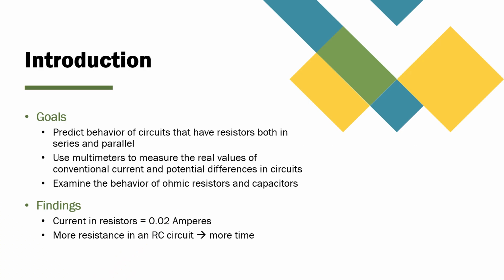So the goals of this lab are to predict the behavior of circuits that have resistors both in parallel and series, and then use multimeters to measure the real values of conventional current and the potential differences in these circuits, and examine the behavior of ohmic resistors and capacitors. And our findings are that the current in the resistors was 0.02 amperes, and that more resistance in an RC circuit equals more time for the capacitors to charge.